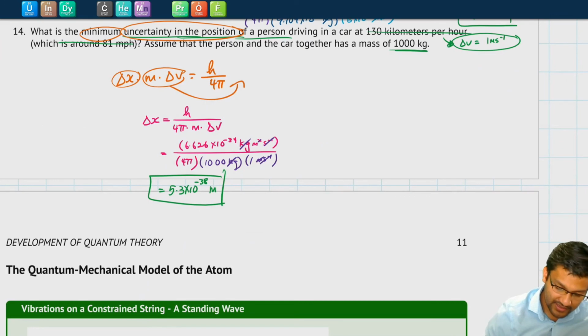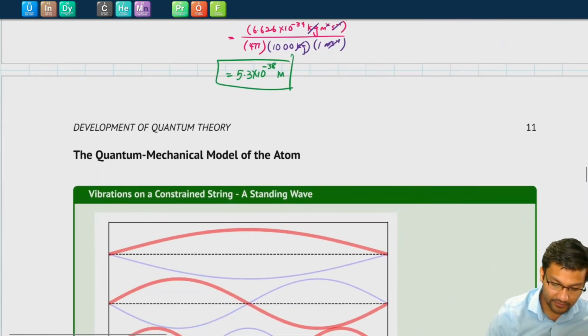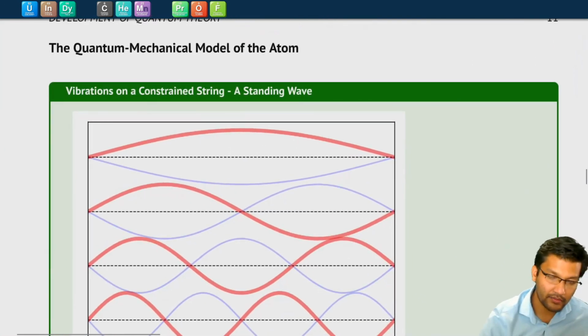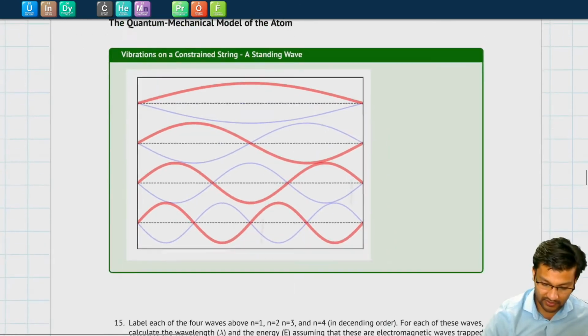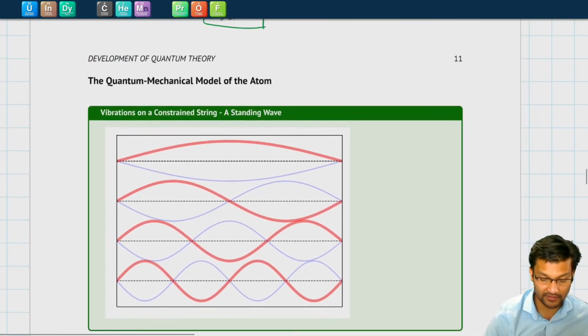All right, that'll bring us to the end of the uncertainty principle. It's a very brief introduction. When we come back in our next video, we're going to go deeper into the quantum mechanical model of the atom, when we start to look at different orbitals and energies and other things.